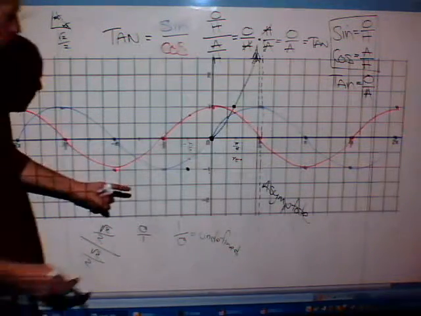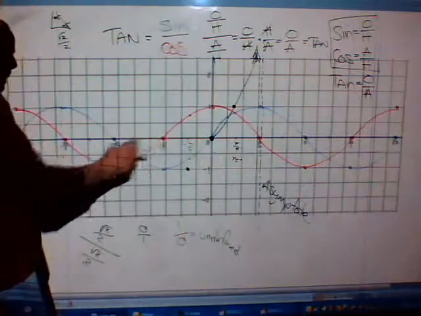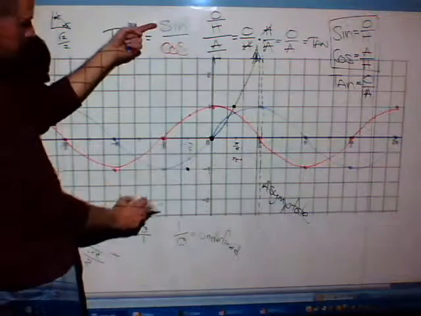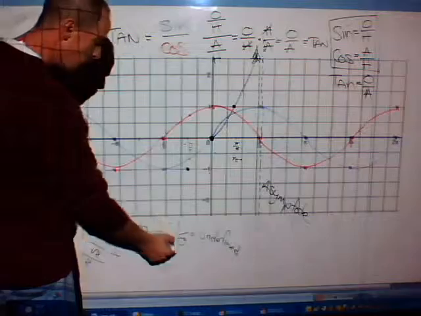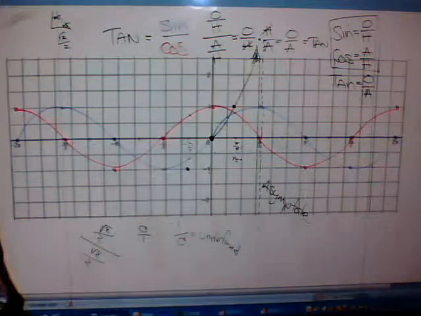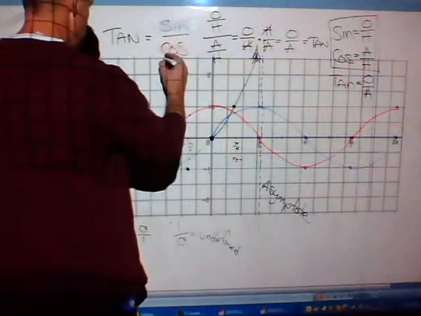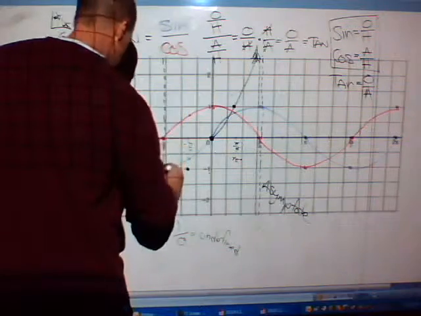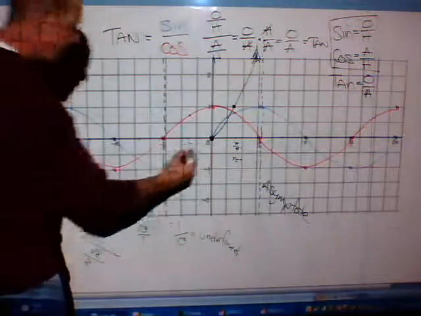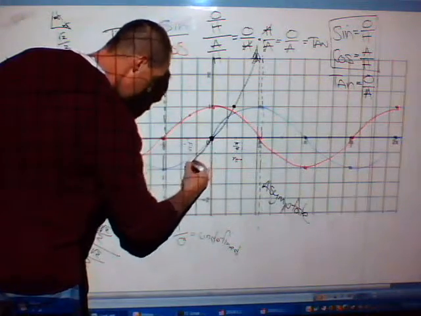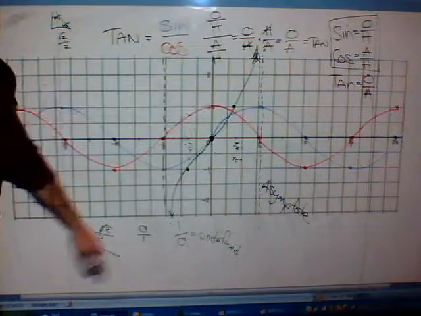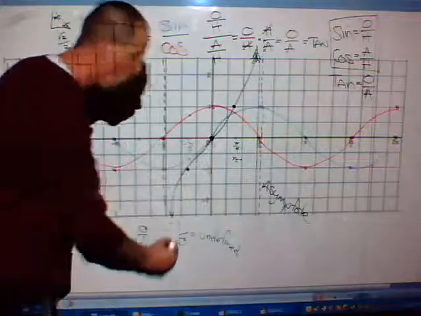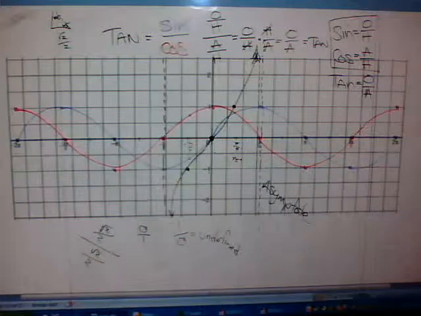Now, if we go to negative pi over 2, we're taking the blue, which is negative 1, divided by 0. So negative 1 divided by 0 is going to be undefined again. So we have another asymptote. So what's going to happen here is the graph's going to come through negative 1, and it's going to go down. This here is one cycle of the tangent graph.